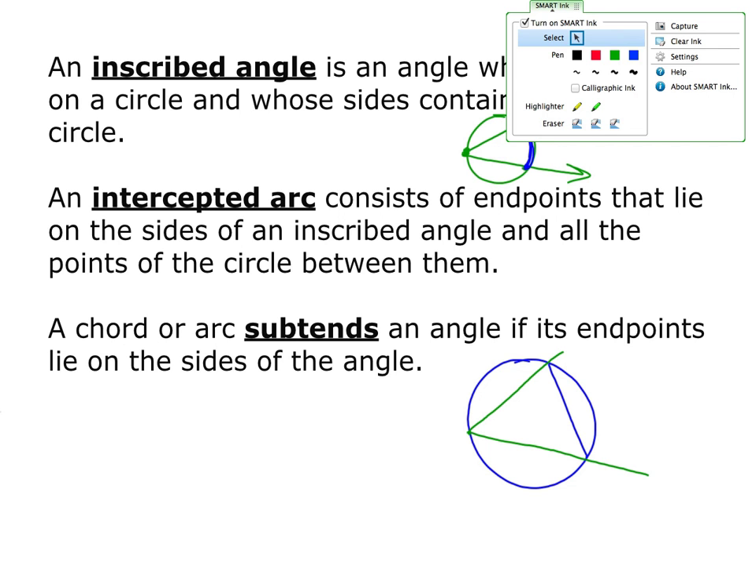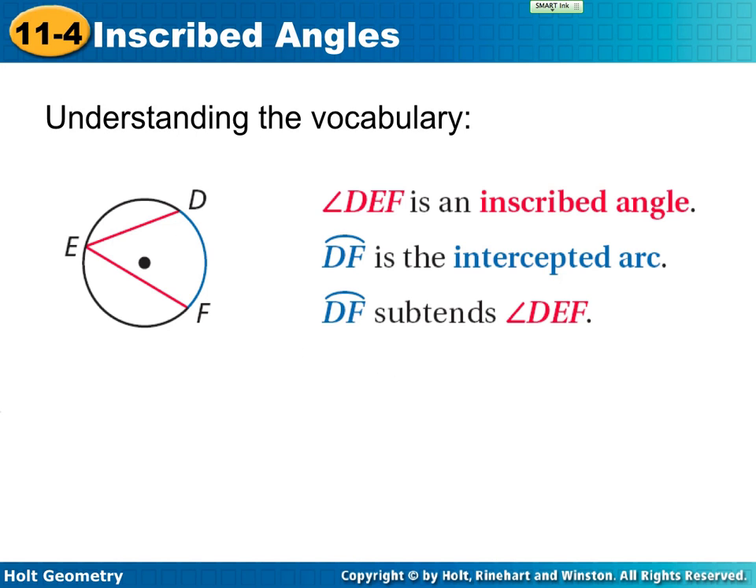So as far as understanding the vocabulary, let's see if this makes sense then. Angle DEF is an inscribed angle. Arc DF is the intercepted arc. And arc DF subtends angle DEF because it ends right on it. Okay. Thumbs up or down, does that make sense? What does subtend mean? It means this arc has endpoints right on that angle. So it matches up, the endpoints are right on the sides of the angle.